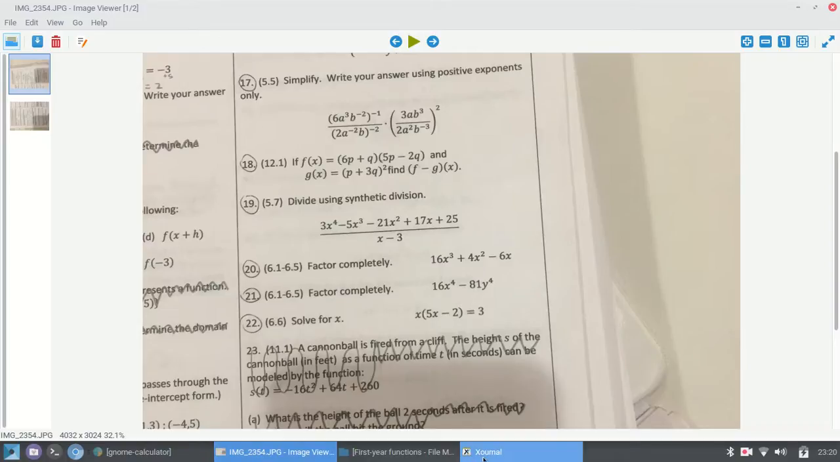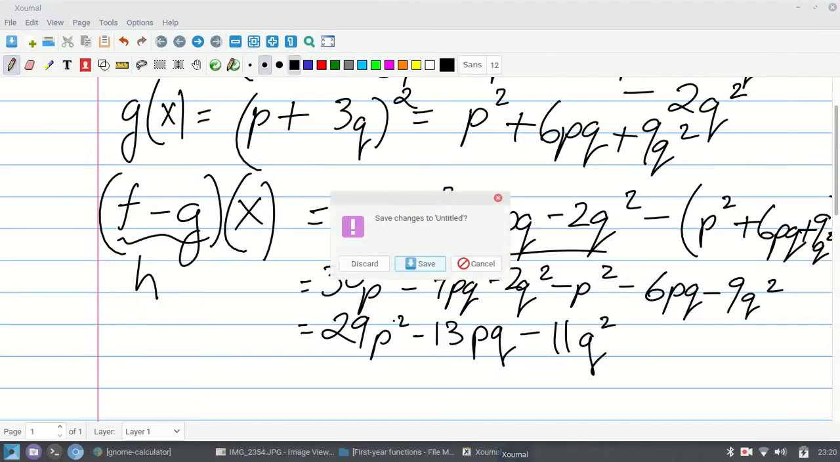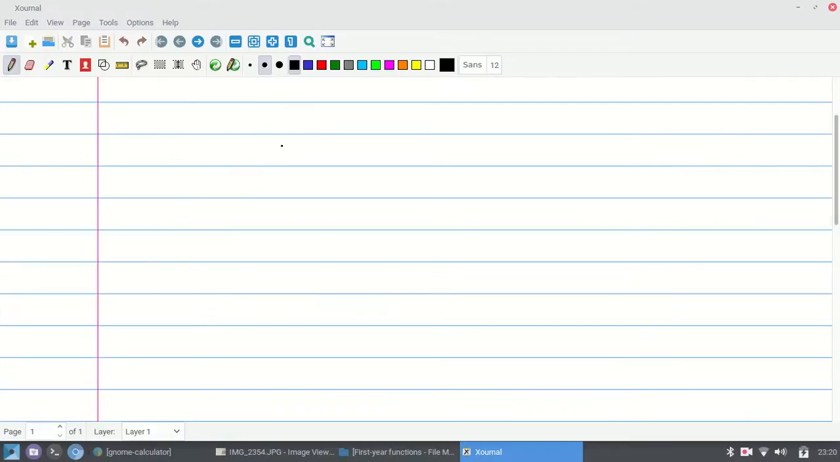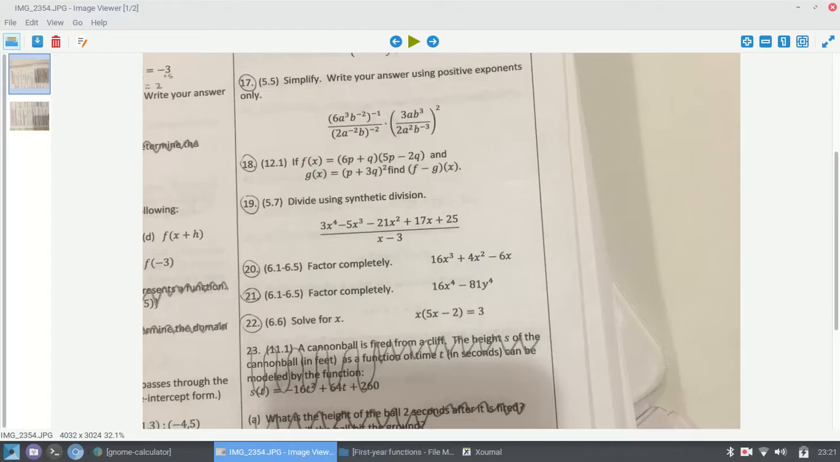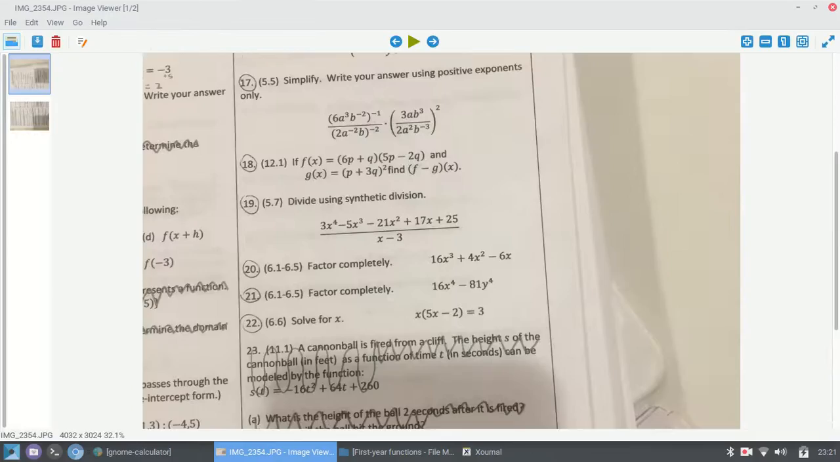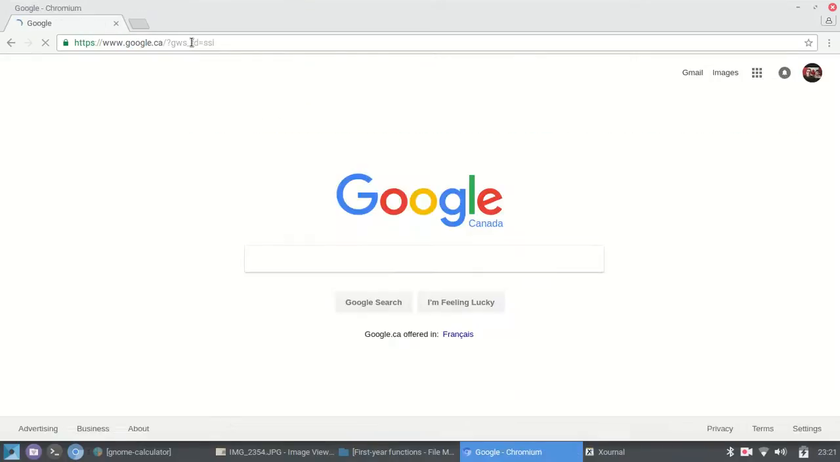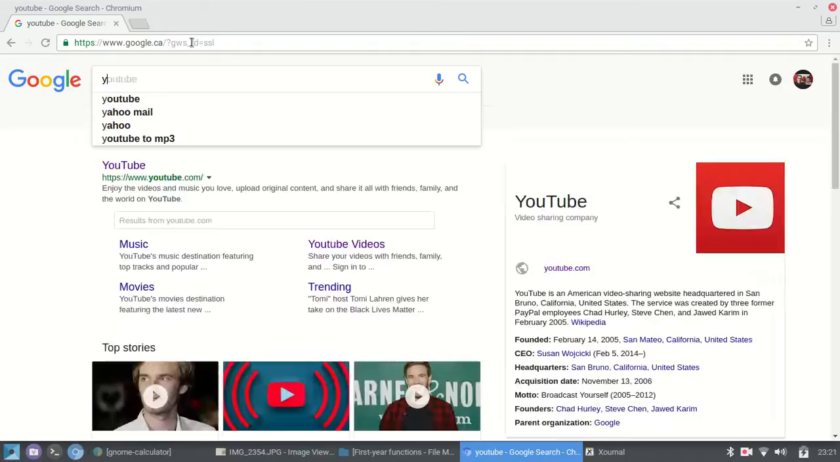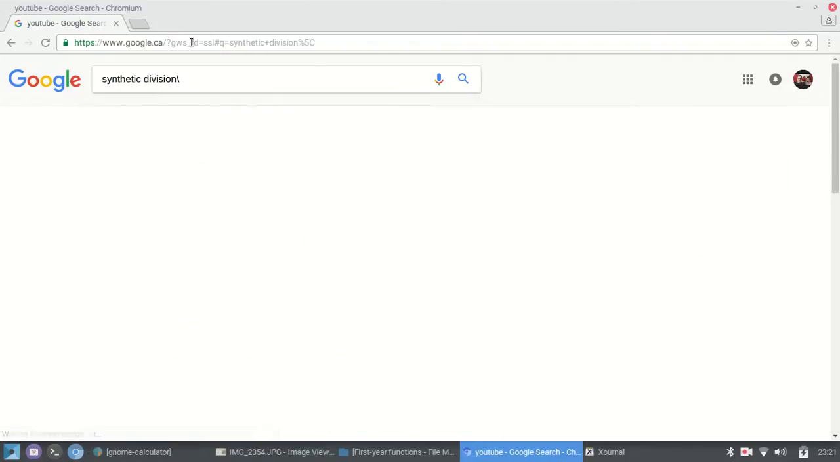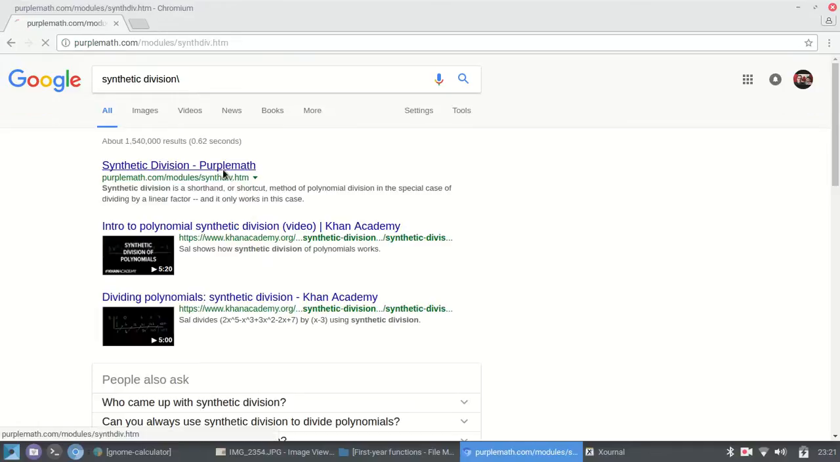Divide using synthetic division. Okay, I actually don't know how to do synthetic division. I've always resorted to doing long division, so I'm going to do long division for this question. There is an easy way to do synthetic division. I could easily look it up. I'm sure it's not too bad. Why don't I try looking it up then? So let's see, synthetic division. I never really use long division, to be honest with you.